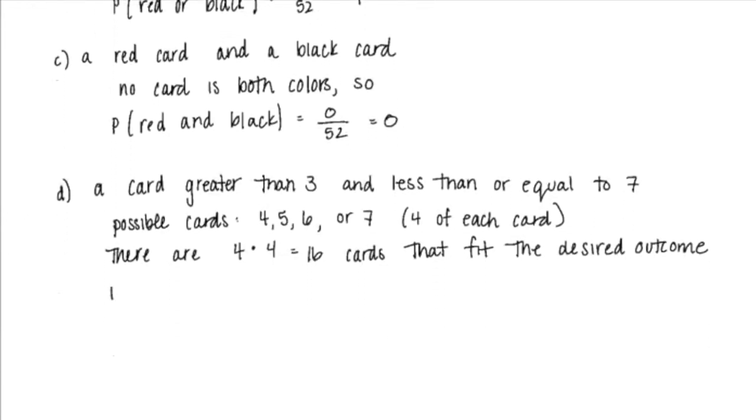So the probability that our card is greater than 3, but less than or equal to 7, is 16 out of 52. And again, both of these are going to be divisible by 4. So that gives us a 4 out of 13 chance.